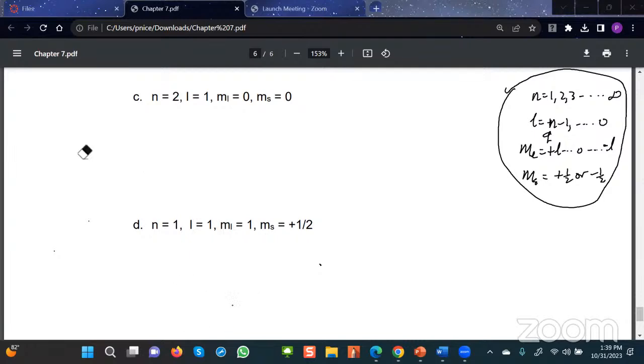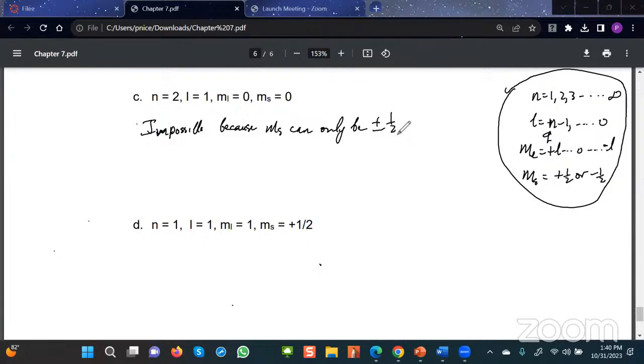Okay, C. Says N equal 2, L equal 1, ML is equal to 0, and MS is equal to 0. Is that possible or impossible? Impossible, because? Exactly. So the answer here would be impossible because MS can only be either plus or -half, right? So MS cannot be 0.